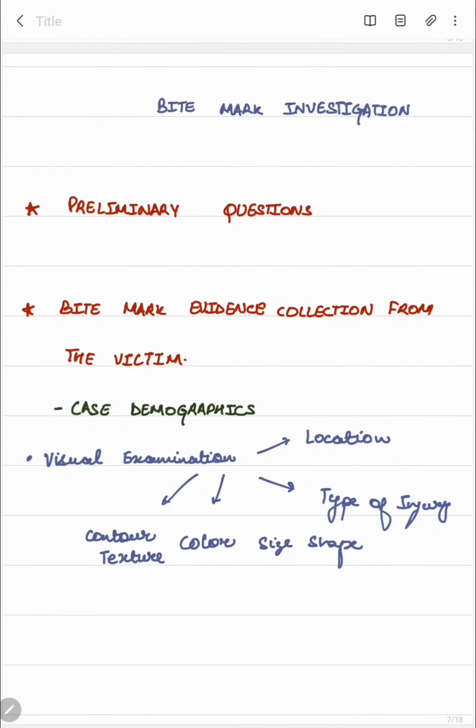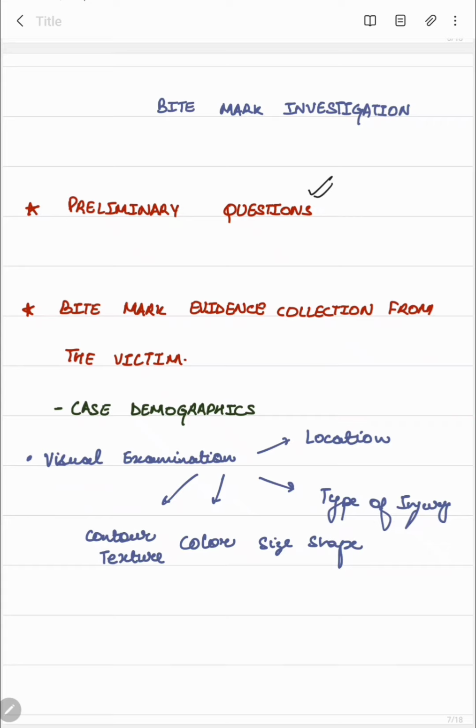Now the investigation of bite marks, right, starts with the preliminary questions such as: is the injury a bite mark? If a bite, was it caused by human teeth? Was it caused by an adult or a child? Right? Are there any unique or individual characteristics in the bite mark, etc.? So these are the preliminary questions, right?